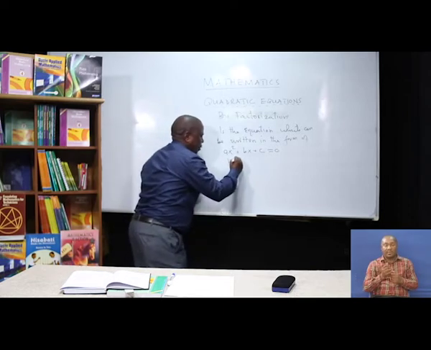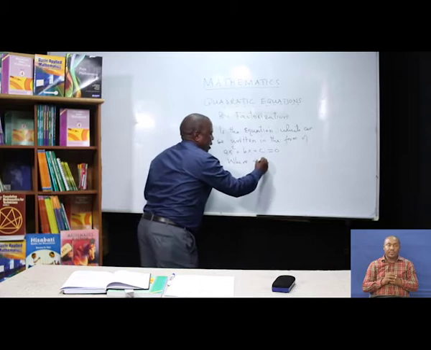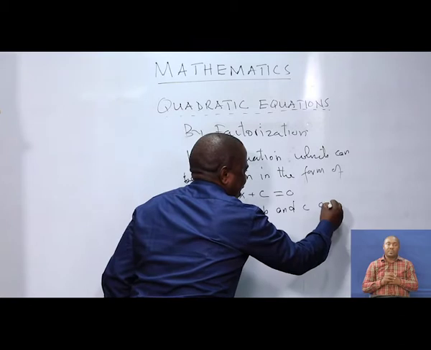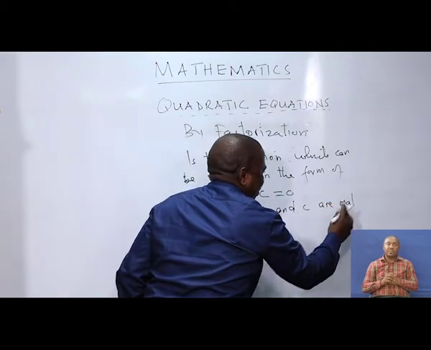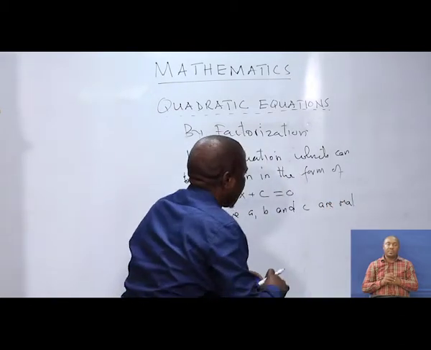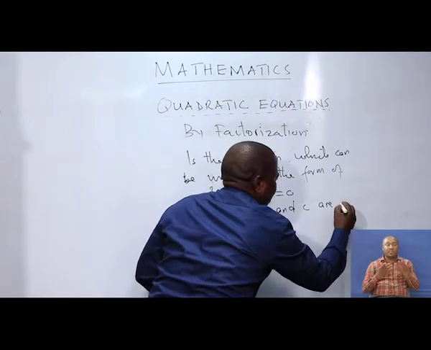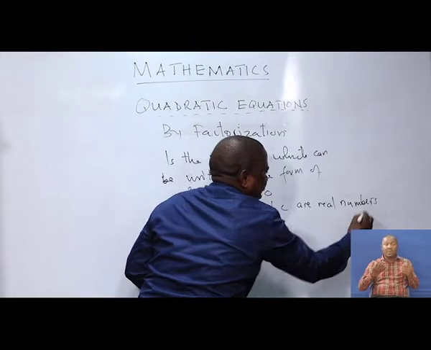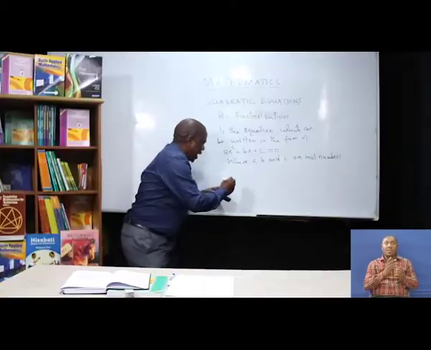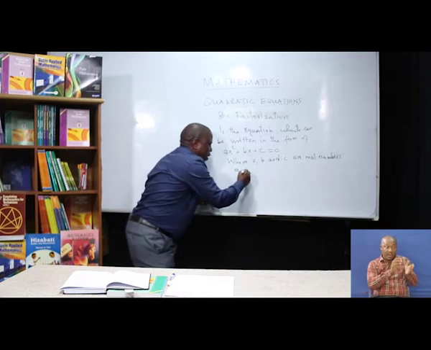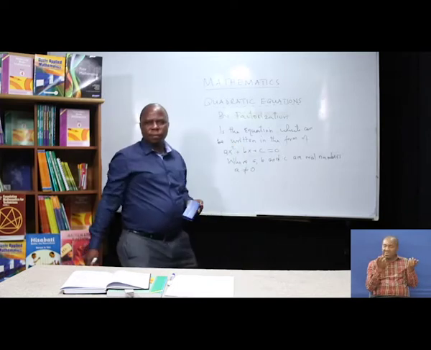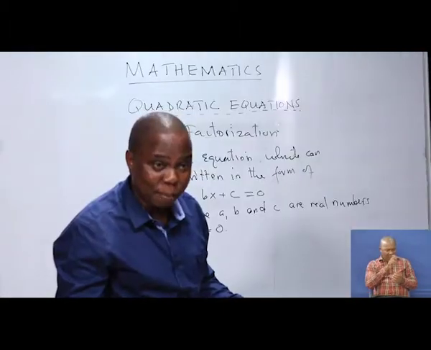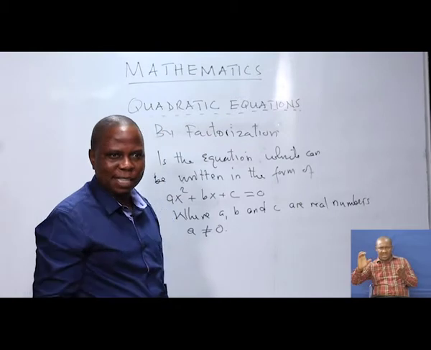Where a, b, and c, these are real numbers. And a should not be equal to 0. You will ask me, why a should not be equal to 0? What about other real numbers? What about b? What about c?